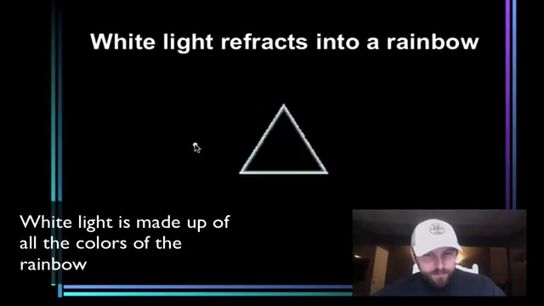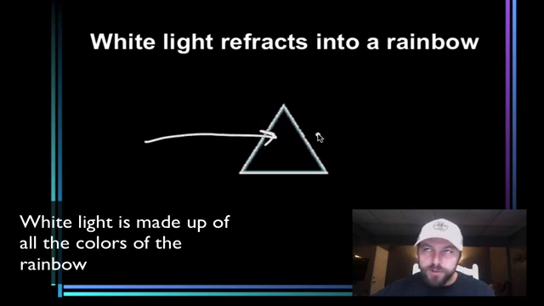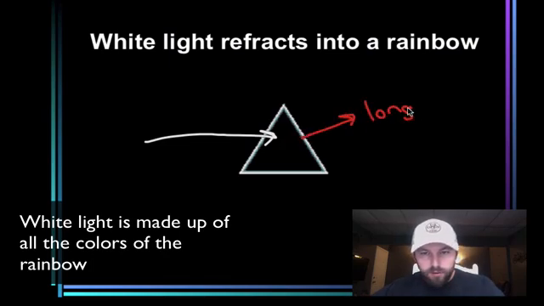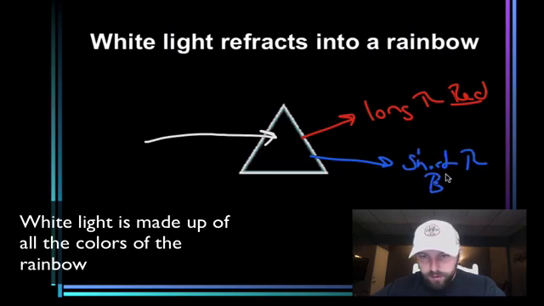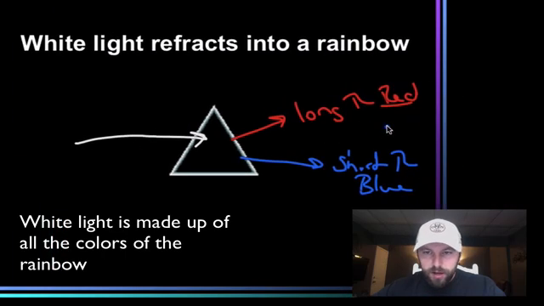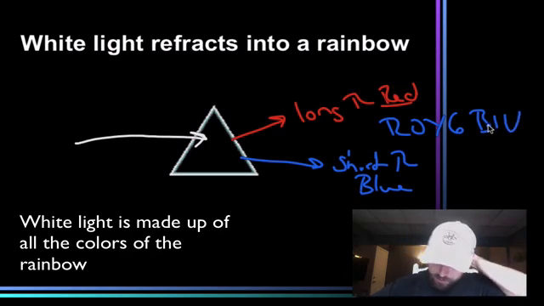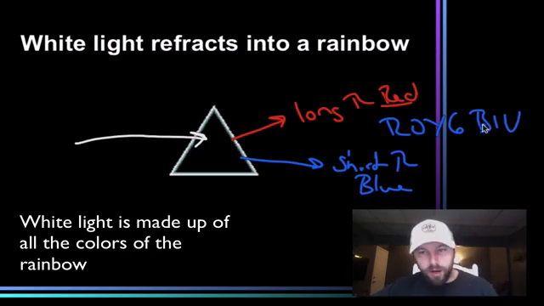White light, when passed through a prism, will refract out into its component colors or a rainbow. Let's say red right here with its long wavelength, all the way through all the other ones: red, orange, yellow, green, blue. Okay, short wavelength, blue. And all the other colors basically will have Roy G. Biv right here. So prisms do that. White light is made up of all the colors of the rainbow.